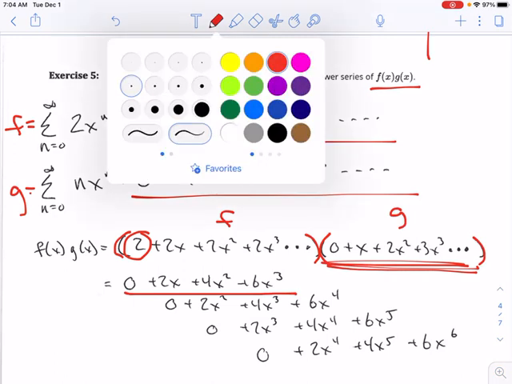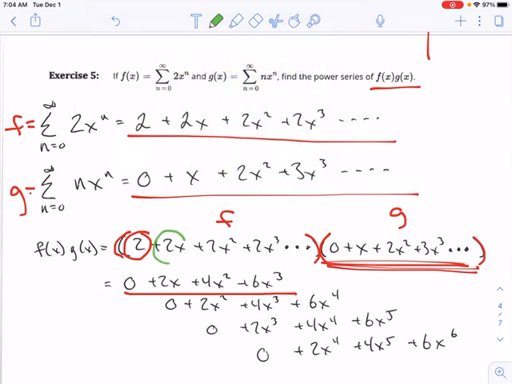Then, let's go to another color. I take the 2x and I multiply it by every term. 2x times 0 is 0. 2x times x is 2x squared. 2x times 2x squared is 4x cubed. 2x times 3x cubed is 6x to the 4th. And then, et cetera, et cetera. I do it with the 2x squared, and I get these terms. I do it with the 2x cubed, I get these terms.